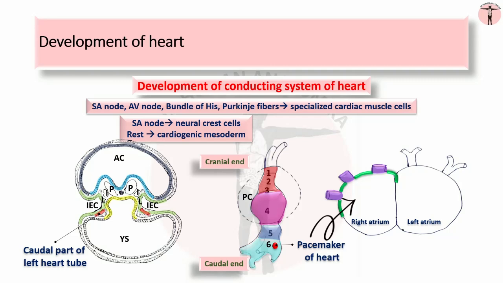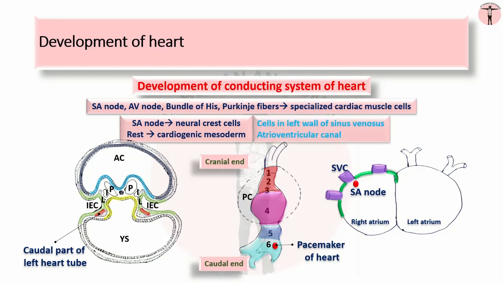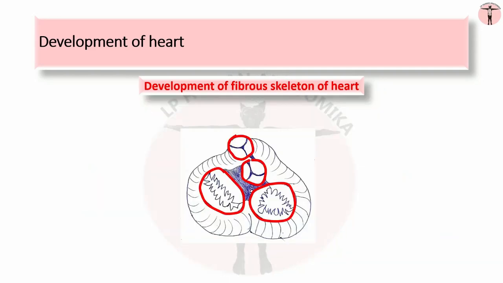As looping of the heart occurs, the sinus venosus is incorporated into the right atrium. The pacemaker tissue migrates and lies near the opening of the superior vena cava, and these fast rate depolarizing cardiac myocytes become the sinoatrial node. The atrioventricular node and bundle of His are derived from two sources: cells in the left wall of the sinus venosus and cells from the atrioventricular canal. Once the sinus venosus is incorporated into the right atrium, these cells lie in their final position at the base of the interatrial septum.